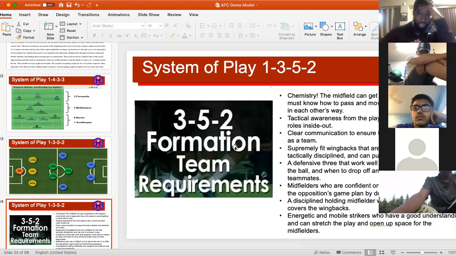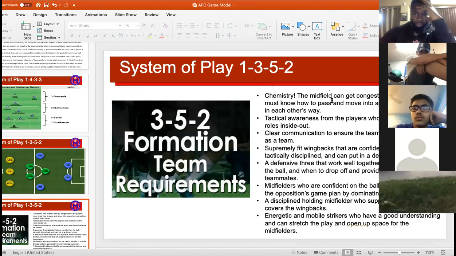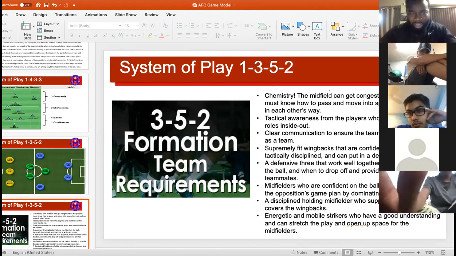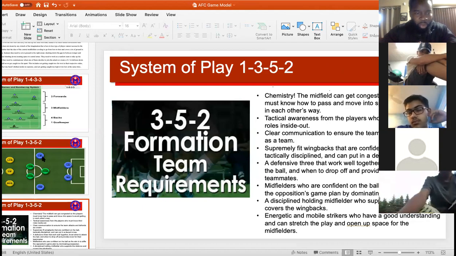And in this formation, the 3-5-2 formation, we have some requirements. You should have good chemistry with each other, right? Good chemistry in the midfield. The 3 guys in the midfield in the green should always have space to be able to move back and forth. So the 2 blue guys that are wide should always go wide when we're in possession to give them that space. We should have tactical awareness of the area.